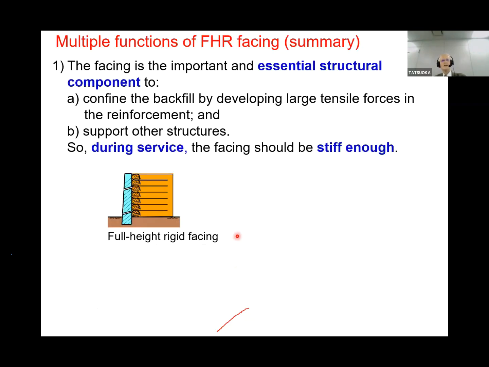So then, multifunctional full height facing. In summary, the facing is an important and essential structure or component to confine the backfill by developing large tensile forces in the reinforcement and to support other structures. So during service, facing should be stiff enough.